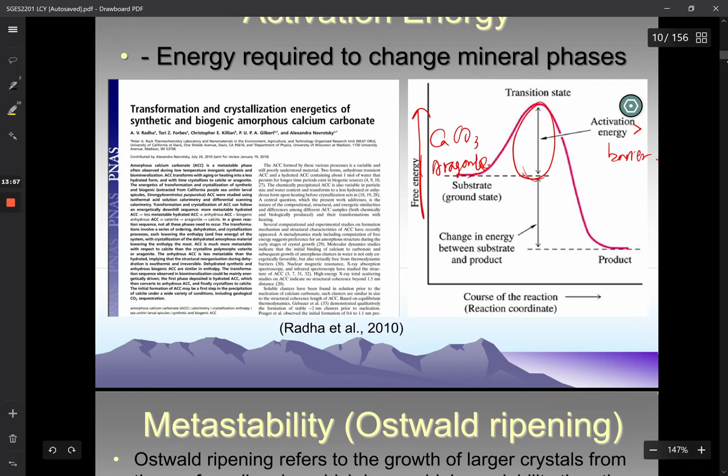So when the activation energy is larger than the energy required for the barrier, it will transform to a more stable product, which is a lower energy product, calcite. So therefore this is more stable.